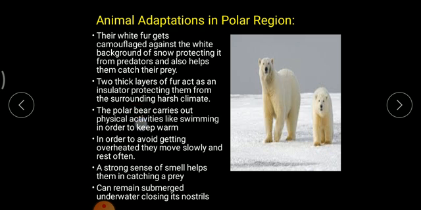The polar bear carries out physical activities like swimming in order to keep warm. Why is it so? Because since they are swimming, the body is in active motion. Since the body is in active motion, the amount of energy released is more. Since the amount of energy released is more, heat is also generated by them. Since heat is generated, they will survive, or they will develop a body temperature which is favorable according to the conditions.